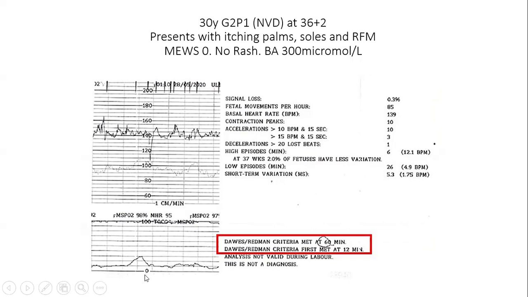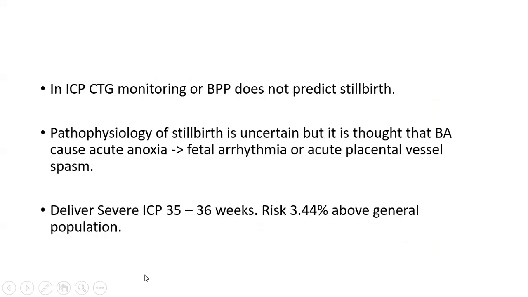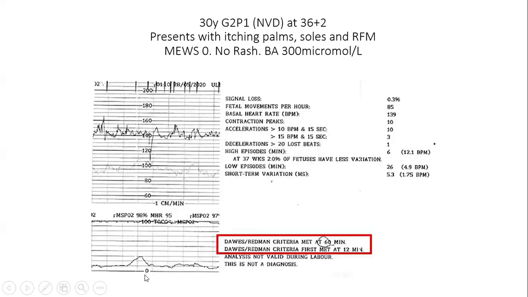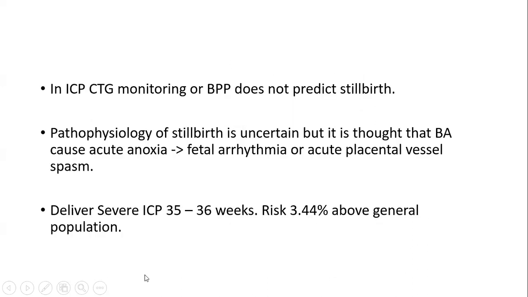And this is where context matters. You know that in patients with obstetric cholestasis, CTG monitoring does not predict stillbirth. The important predictor of stillbirth is the bile acid level, and a bile acid level above 100 increases the risk of stillbirth by about 3.44%. Babies die from obstetric cholestasis through vasospasm and fetal arrhythmia, so your CTG will not be able to predict that. Therefore, in this context, even though criteria have been met, your bile acid is sitting at 300, the recommendation is to plan delivery. So you plan delivery.